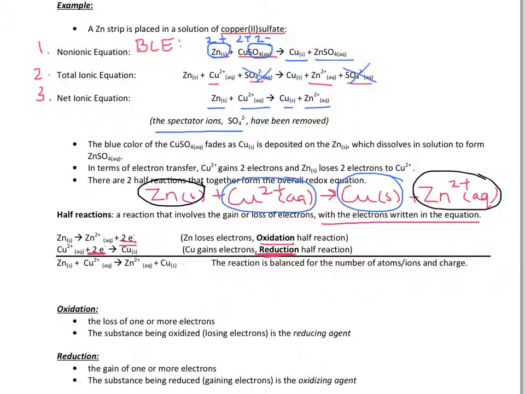As well, whenever we have an oxidation half reaction, the reactant, here Zn solid, is called the reducing agent. This is going to come up again on the next page, but I want to bring it to your attention now because it will make more sense in the example. When we have the reduction half reaction, the reactant, in this case Cu2 positive, is called the oxidizing agent.